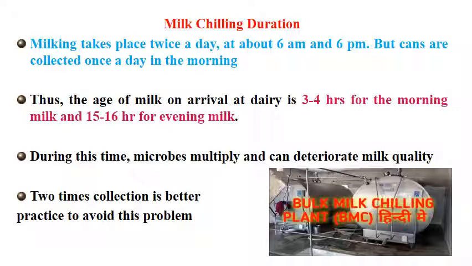So that's a challenge. The morning milk reaches the chilling center or dairy plant within 3 to 4 hours. However, the evening milk is delayed. So that's a challenge, and in such a case there is only one solution: two-times collection is a better practice to avoid this problem.